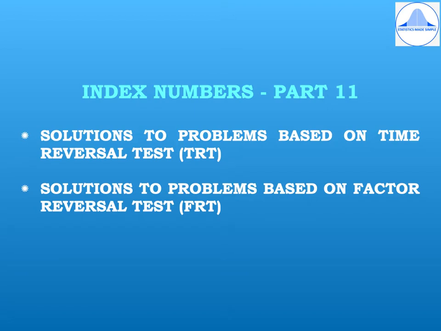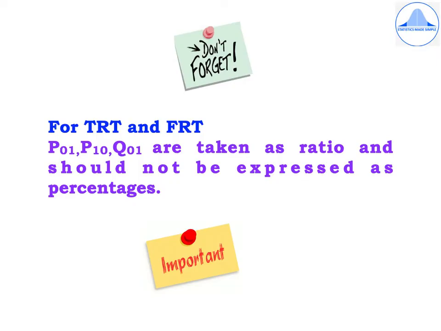In this video, Index Numbers Part 11, we'll find solutions to problems based on the time reversal test and factor reversal test. This topic is important from the examination point of view and we get a 10 marker from it. An important point to remember and which you shouldn't forget is that for TRT and FRT, P01, P10, Q01 are taken as ratio and should not be expressed as percentages.